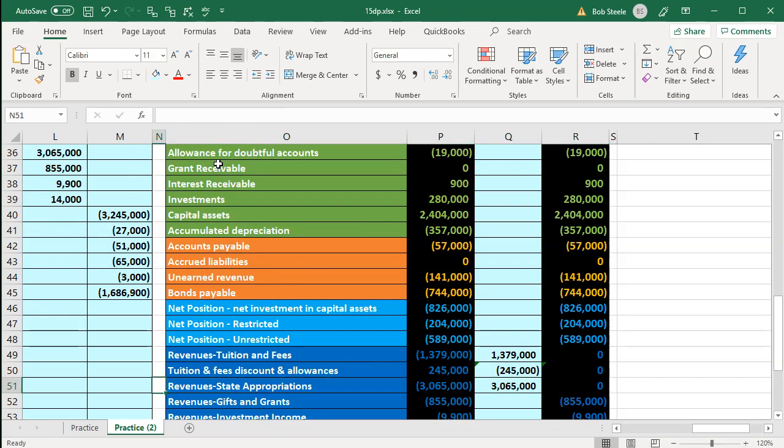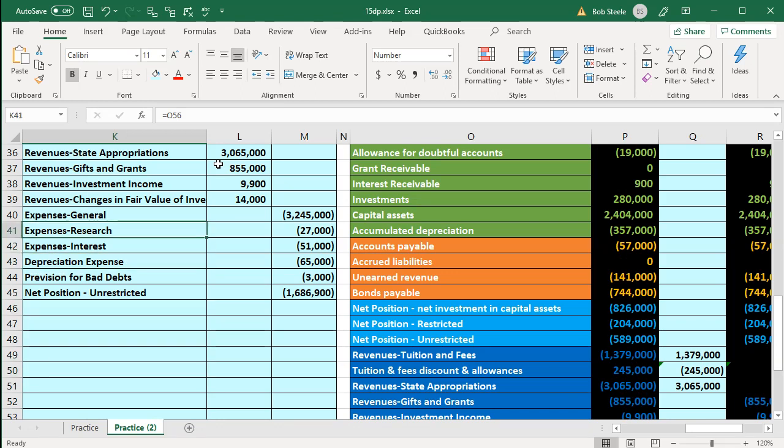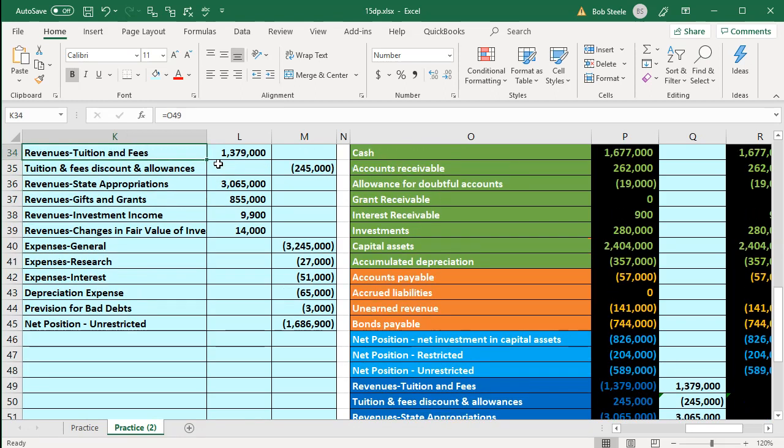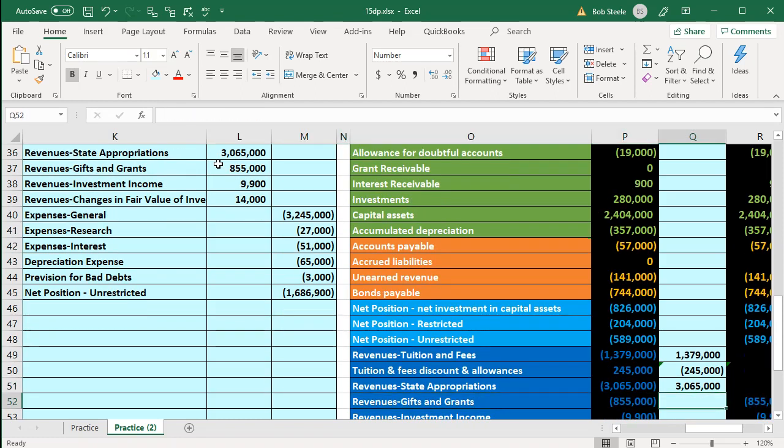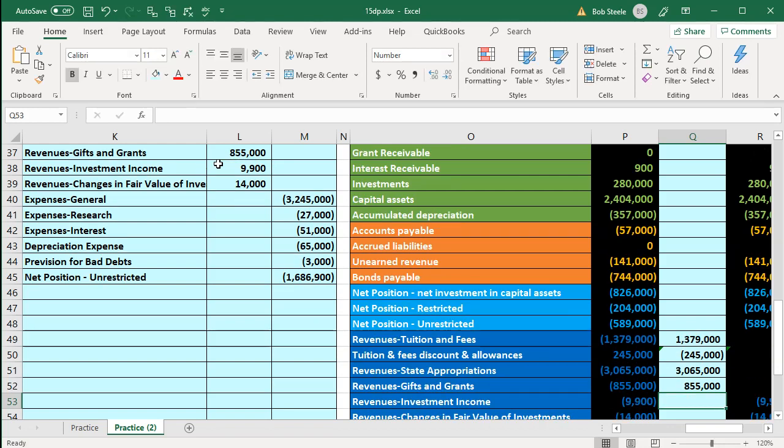Notice all these are going down to 0. That's the objective. That's what we're trying to do here. And then we have the revenue for gifts and grants. That's in cell Q52 equals, scrolling back up to the revenue for the gifts and grants and enter. And then of course we have the revenue for the investment income. Next one, revenue for investment income in cell Q53 equals the 9,900 and enter.